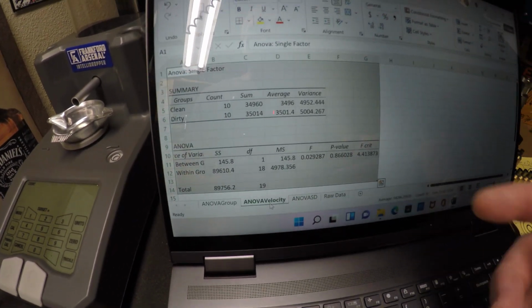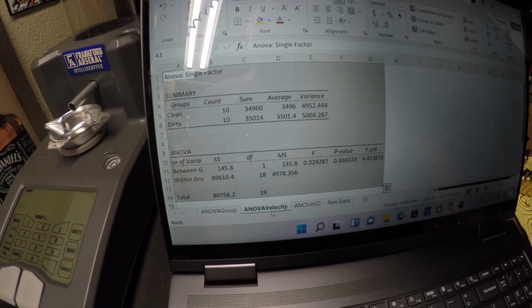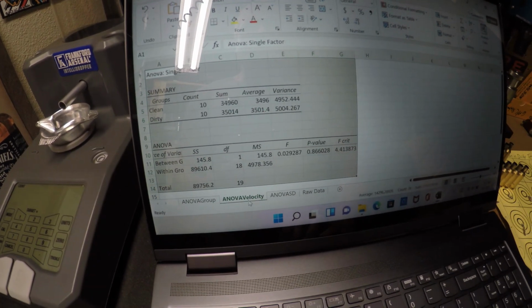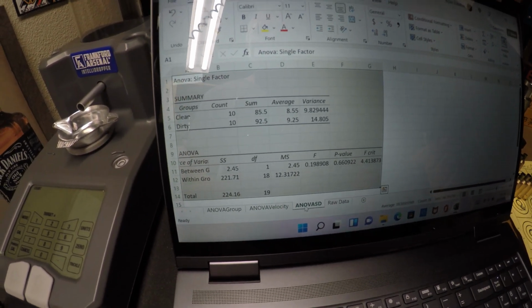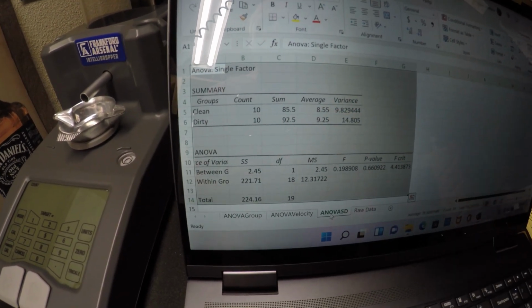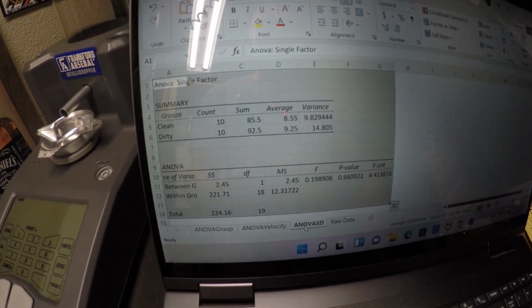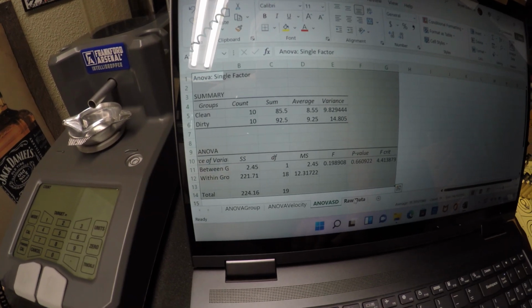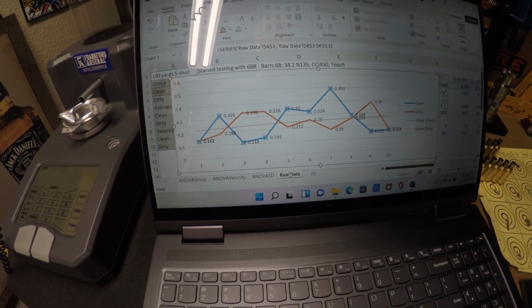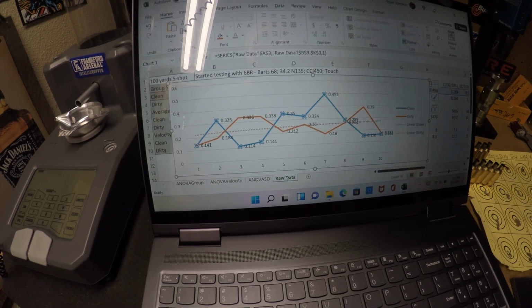Let's take a look at velocity. The average velocity for the clean groups was 3496, and for dirty 3501. That had a p-value of 0.866, so no difference there. Velocity was basically the same. Looking at velocity standard deviations among the 10 shots, for clean the average is 8.55 and for dirty 9.25, with a p-value above 0.05, so not statistically significant. So I fired 10 five-shot groups each, looked at group size, velocity and standard deviation, and found essentially no difference.